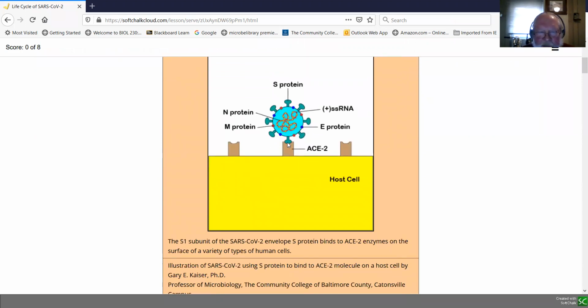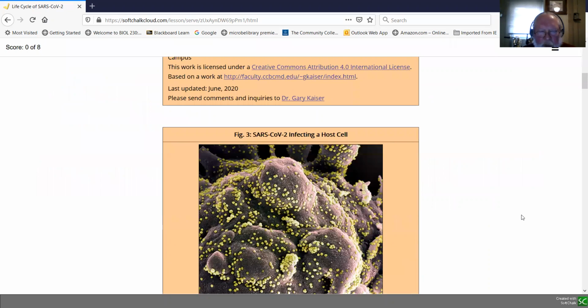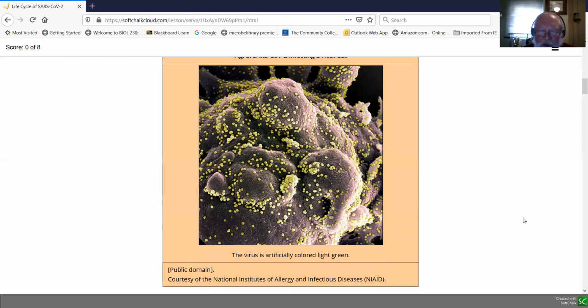And as we see here, the S protein sticking out of the surface of the virus will bind to ACE2 enzymes on the surface of many types of host cells, again, including cells of the respiratory tract, the gastrointestinal tract, the genitourinary tract, and the heart. And here we see an electron micrograph of a cell infected with SARS-CoV-2. This is the cell, and these are the virus particles adsorbing to the cell.